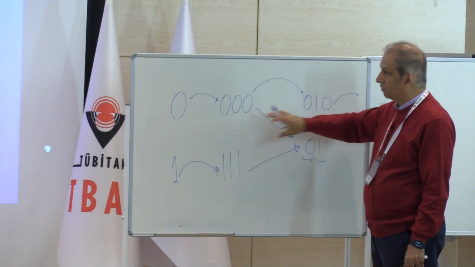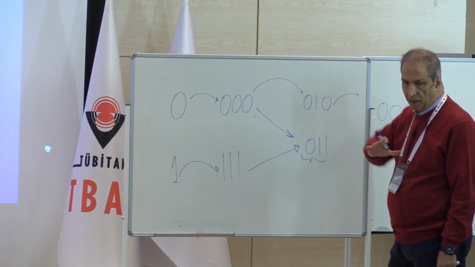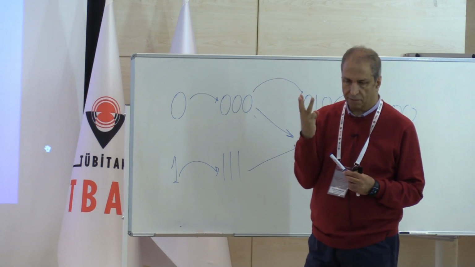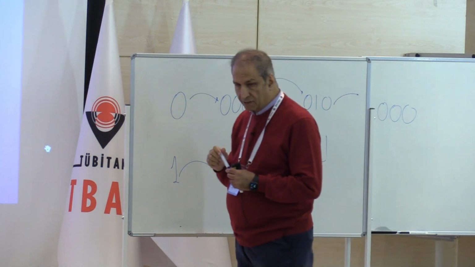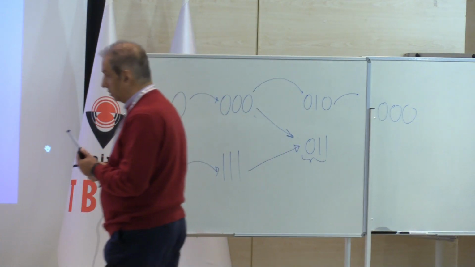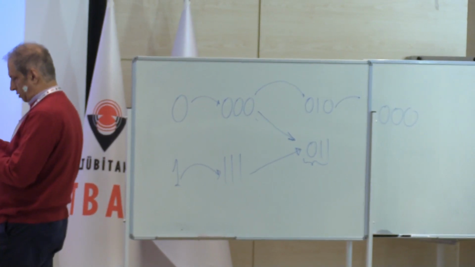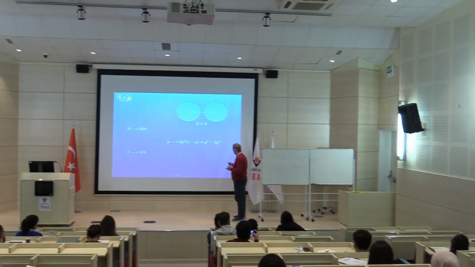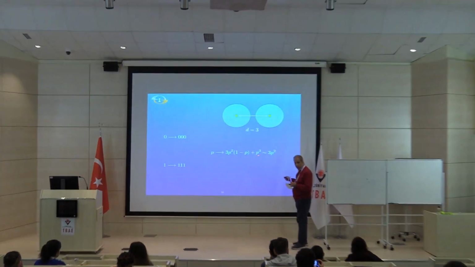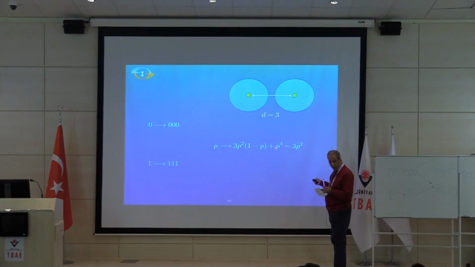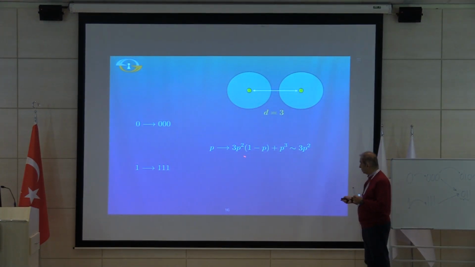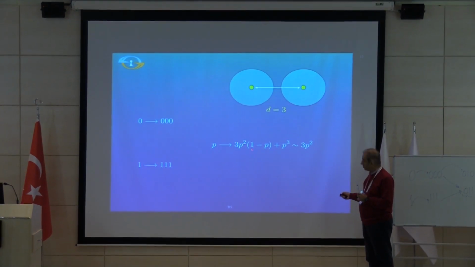What is the probability of my mistake? The probability is that 2 bits flip or 3 bits flip. The probability of a 3-bit error is this one, because this is the probability of all 3 bits being flipped, p to the power 3, because p is the probability of 1 flip. And how about this? This is the probability of 2 flips, p squared times 1 minus p.